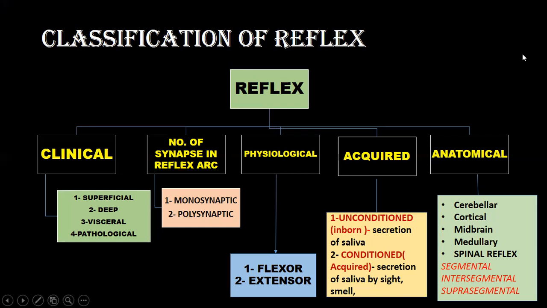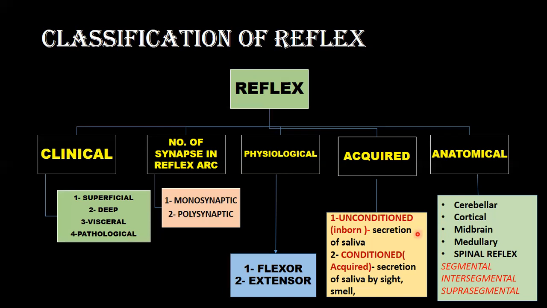Once we have done with these classifications, amongst these, the most important one to know is our clinical classification, because there are 4 subgroups, and the second important one is number of synapses. All these other reflexes, that is physiological reflexes, acquired and anatomical, are not as important when compared to these two. So from an exam point of view, you need to learn these two only.